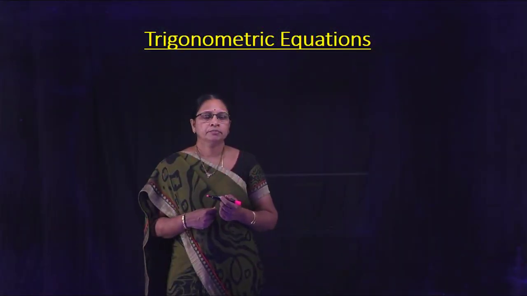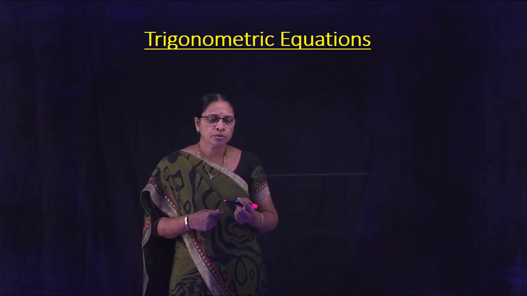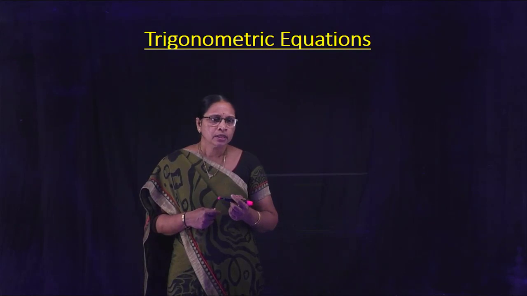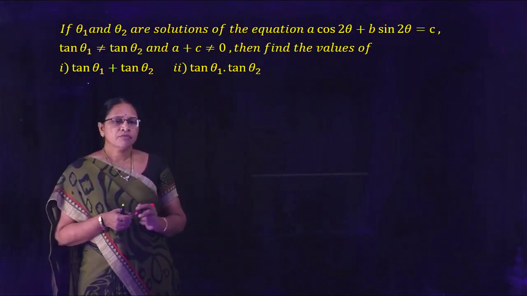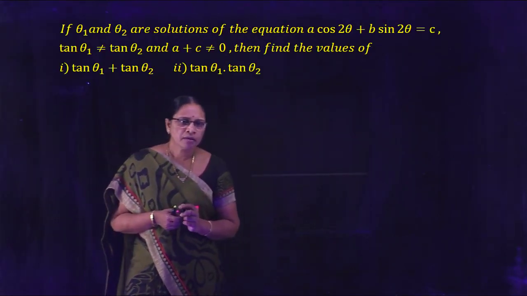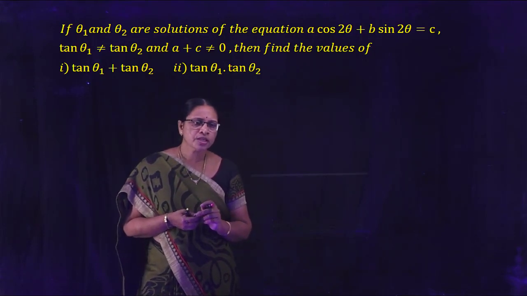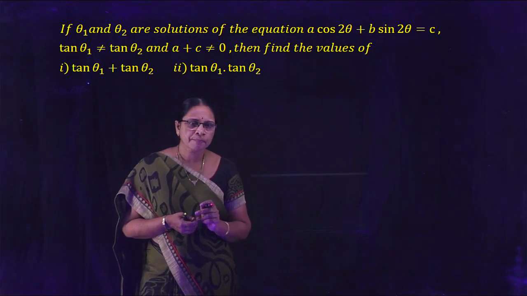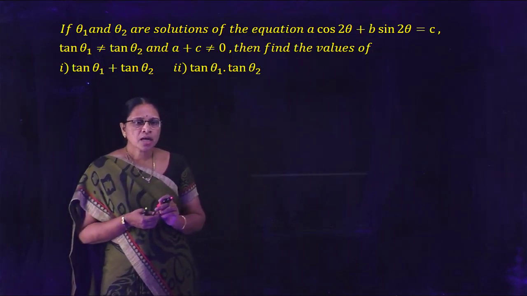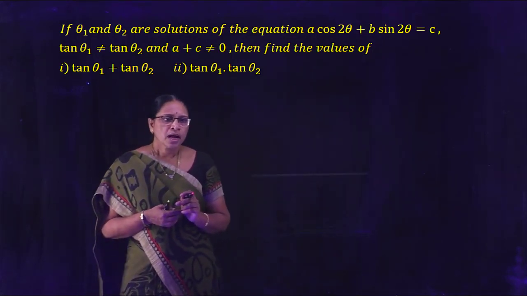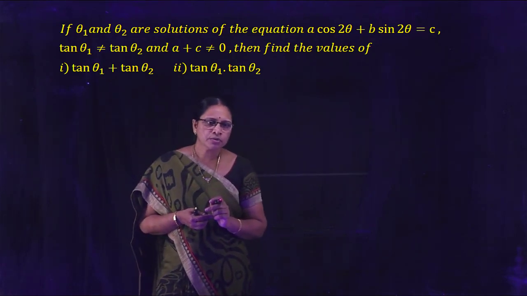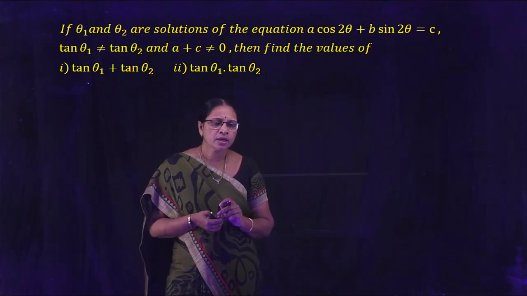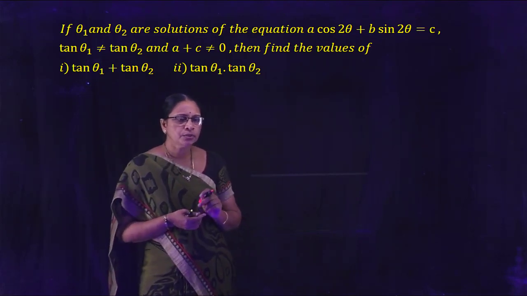Hello everyone. Today I am going to discuss some very important problems in the chapter trigonometric equations. See the first problem. If theta 1 and theta 2 are solutions of the equation a cos 2 theta plus b sin 2 theta equal to c, tan theta 1 is not equal to tan theta 2 and a plus c not equal to 0, then find the values of tan theta 1 plus tan theta 2 and tan theta 1 into tan theta 2.